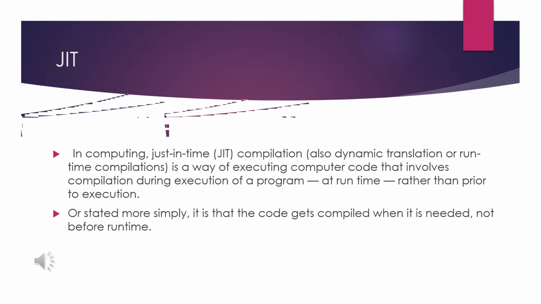For Angular we have two compilers available. One is JIT and the other is AOT. JIT is the just-in-time compiler. It is used for dynamic translation or runtime compilation, so it is executed only at running time. It compiles the code into browser understandable code. So in Angular we have JIT and AOT.